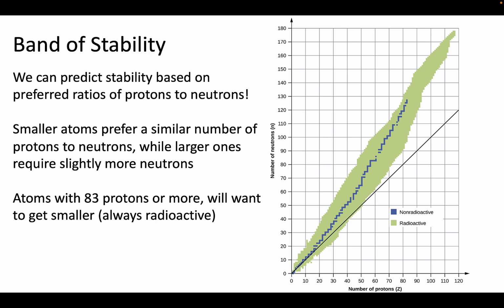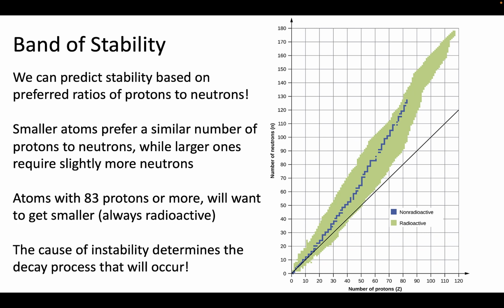And if we have too few neutrons, then we're going to undergo positron emission or electron capture because that's forming another neutron. And if we have too many neutrons, which is much more common, then we're going to want to undergo beta decay, and that's going to create one less neutron. The cause of the instability, again, will determine the decay process, and we can see sort of the origins of that based on this graph, which is relatively common when starting out looking at these nuclear reactions.